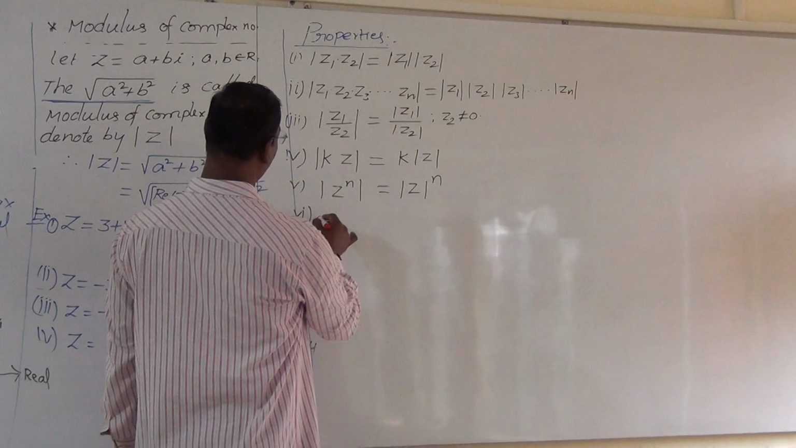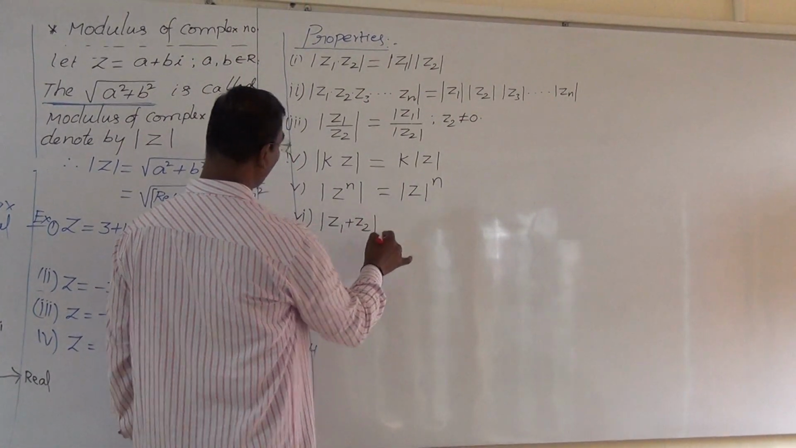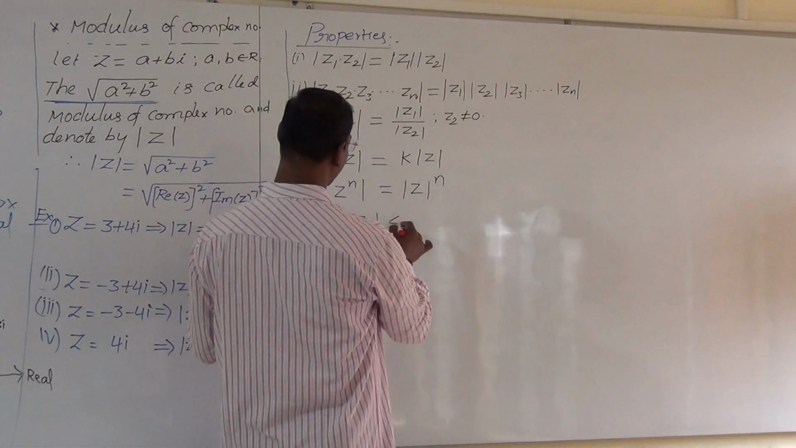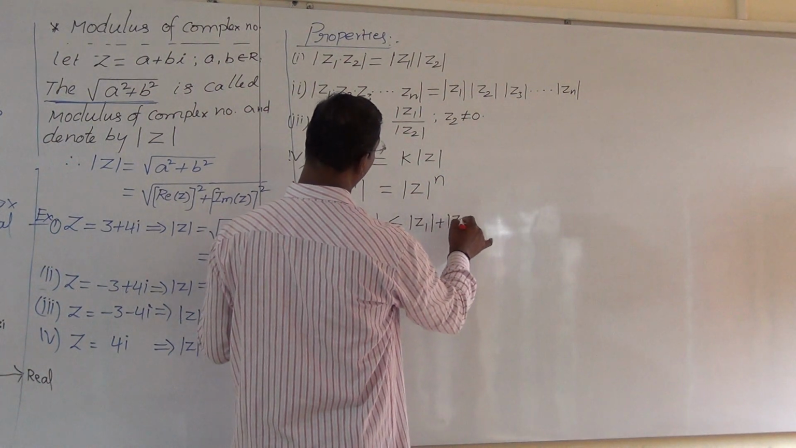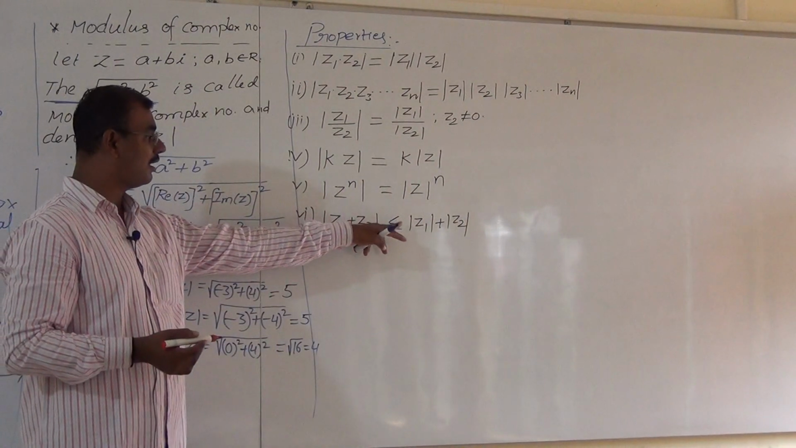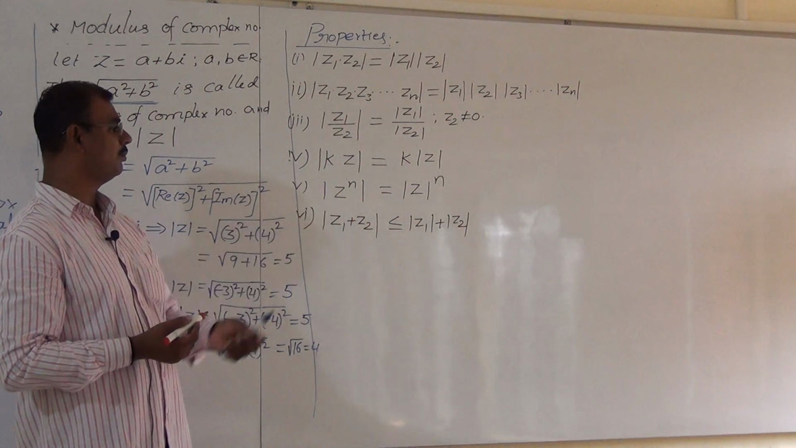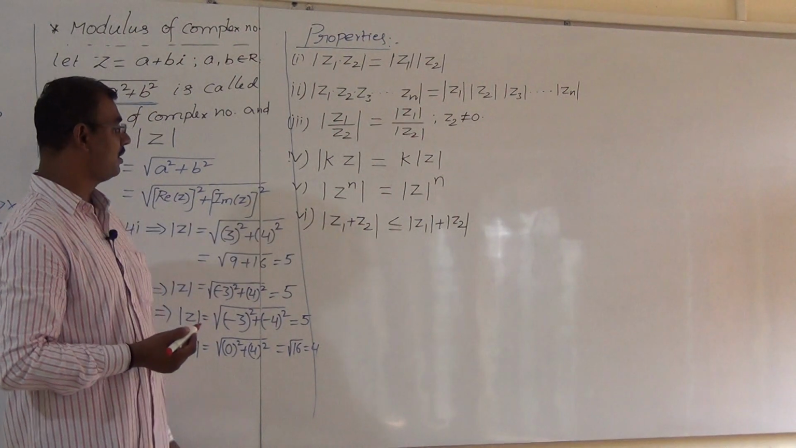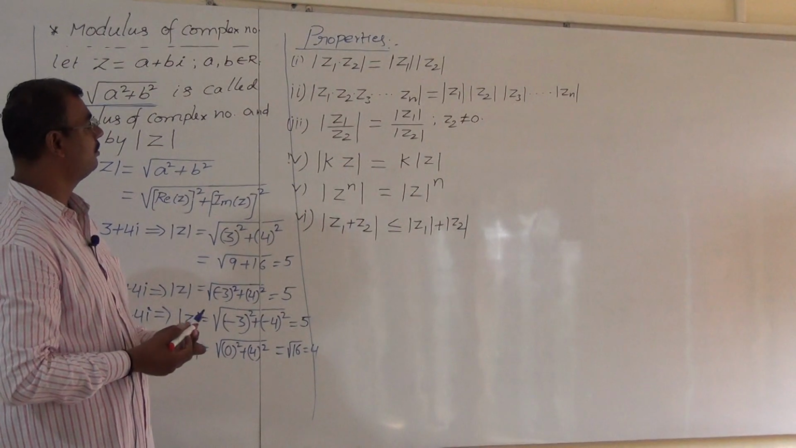Next one, the inequality property of modulus: mod of z1 plus z2 is always less than or equal to mod of z1 plus mod of z2. Mod of z1 plus z2 may be equal or may not be equal to it, but it is always less than or equal to mod of z1 plus mod of z2.